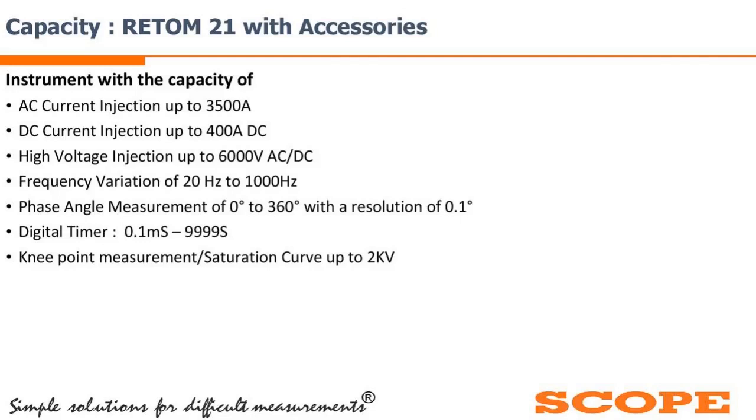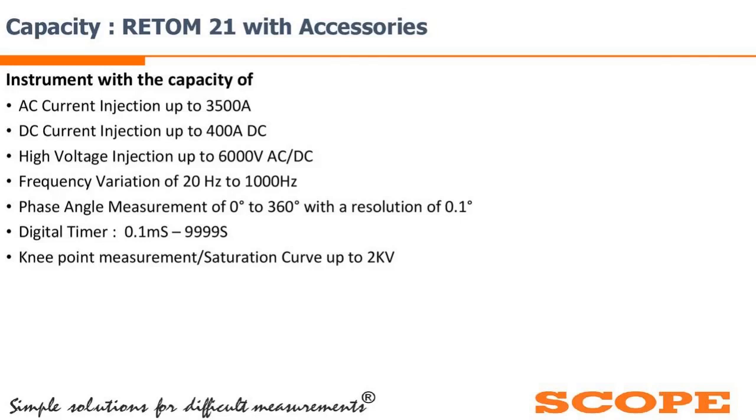Then phase angle measurement, the range we have given is 0 degree to 360 degree with best resolution 0.1 degree, and we have also given a digital timer with the range 0.1 millisecond to 9999 seconds, and an instrument knee point and saturation curve measurement facility. That knee point test we can conduct up to 2 kV.